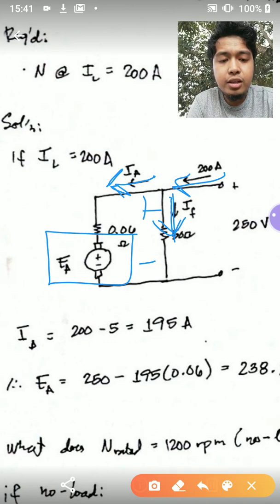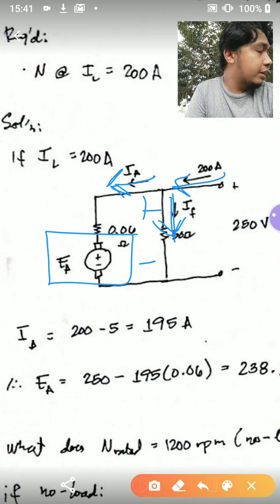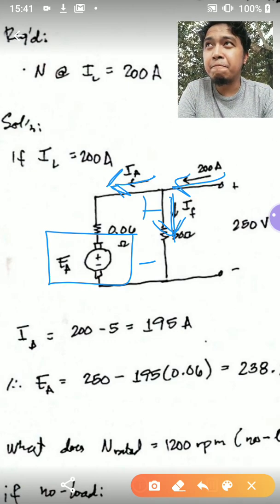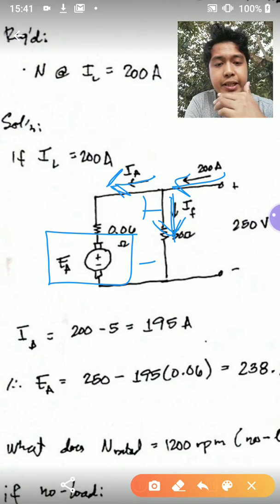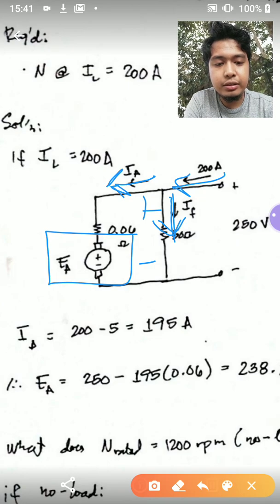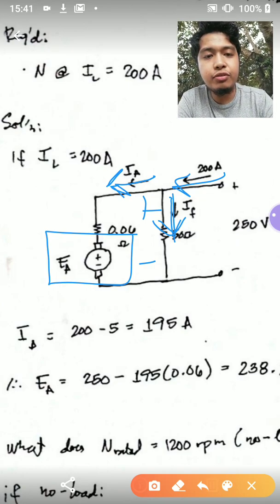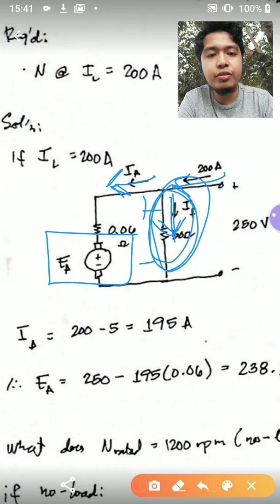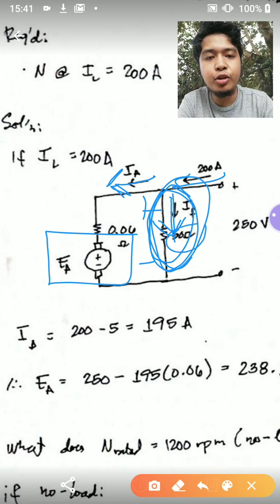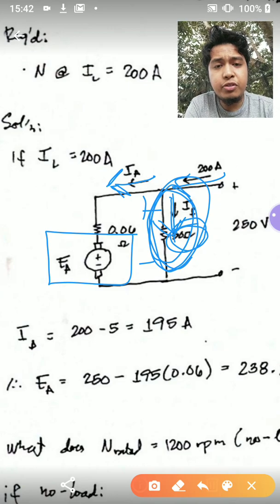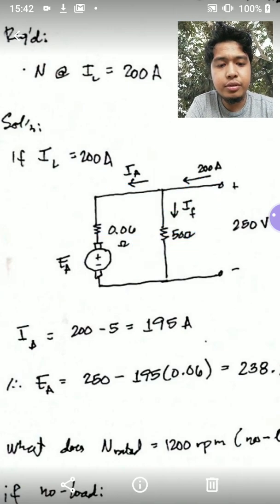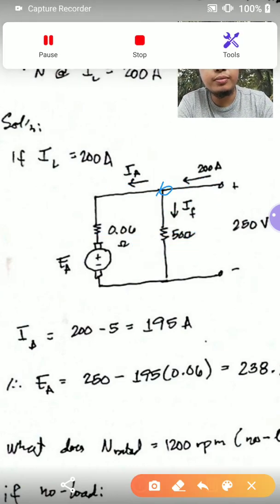For the field current, that current would be 250 volts divided by the 50 ohms here, so it's 5 amperes going down. So if you perform KCL in this node, we can get the armature current as 195 amperes.